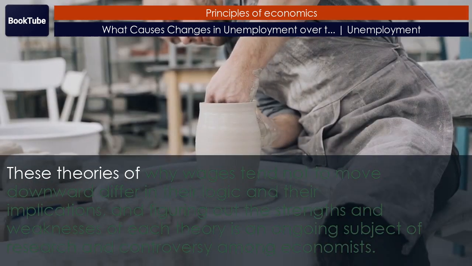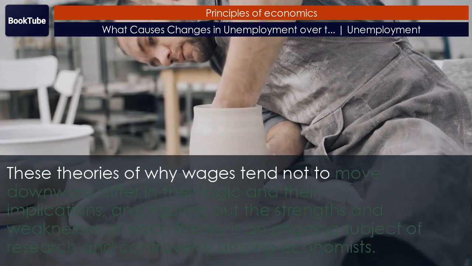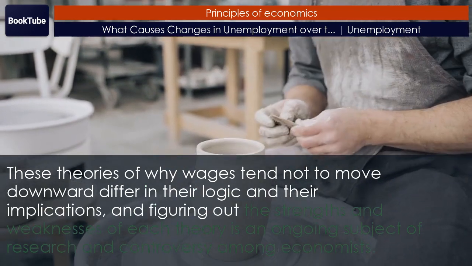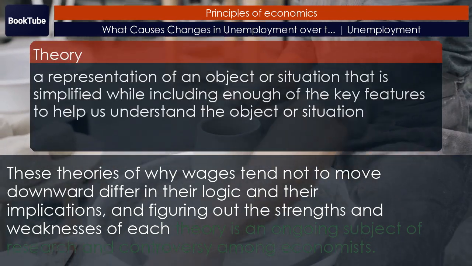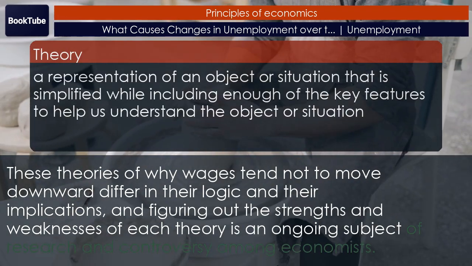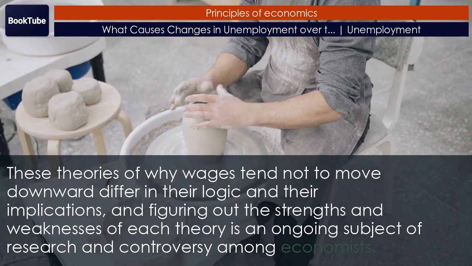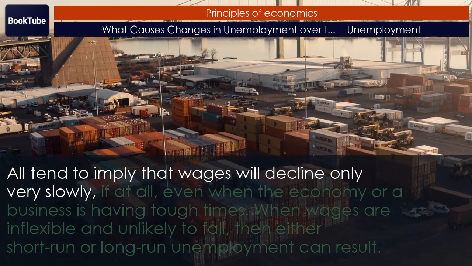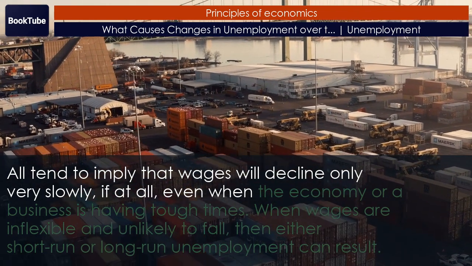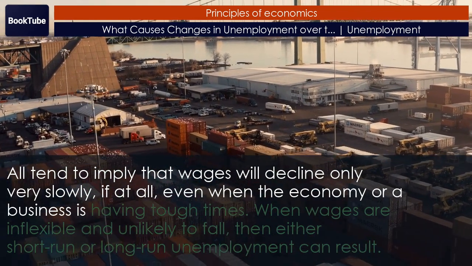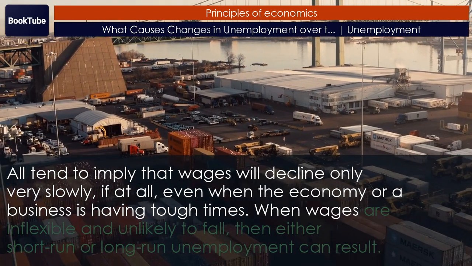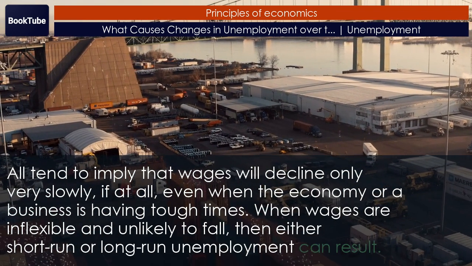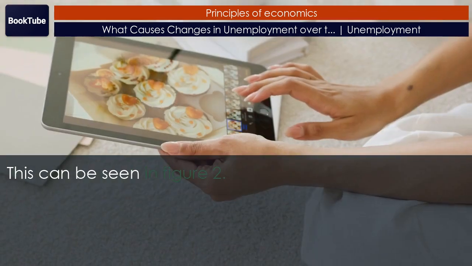These theories of why wages tend not to move downward differ in their logic and their implications. And figuring out the strengths and weaknesses of each theory is an ongoing subject of research and controversy among economists. All tend to imply that wages will decline only very slowly, if at all, even when the economy or a business is having tough times. When wages are inflexible and unlikely to fall, then either short-run or long-run unemployment can result. This can be seen in Figure 2.